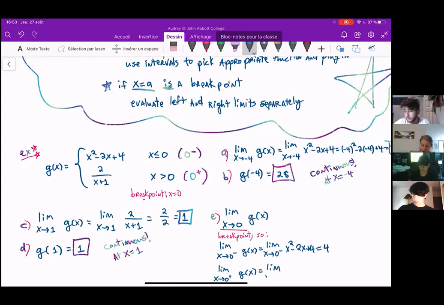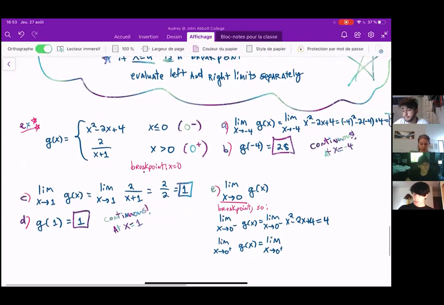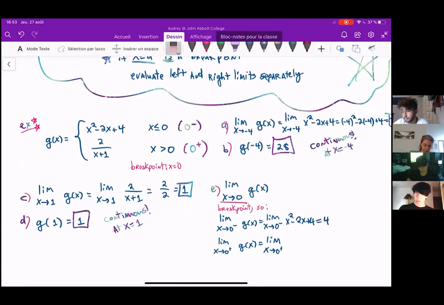What am I going to replace g of x with for 0 from the right? 2 over x plus 1. So when I plug in, I get a 2. Are these two values equal? No. So what's my final answer up here? It's discontinuous. But what's the answer to the limit? Does not exist. You got it. So it does not exist.